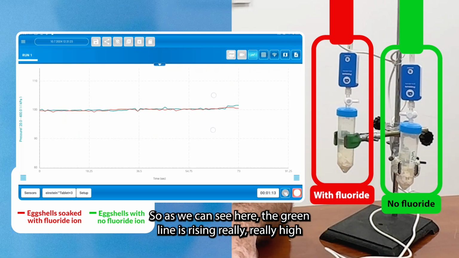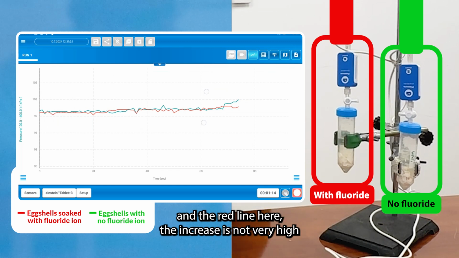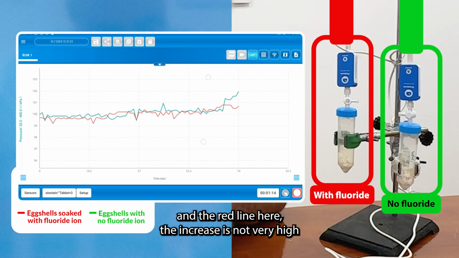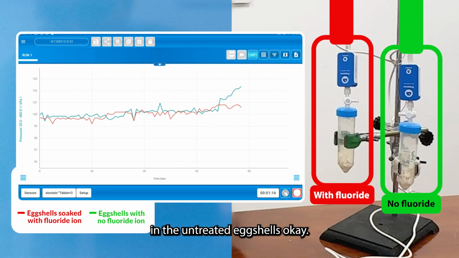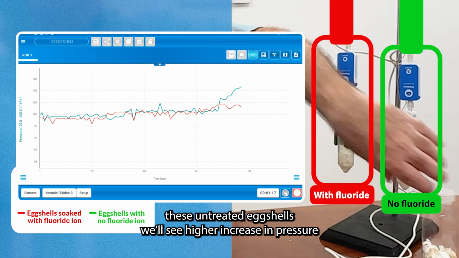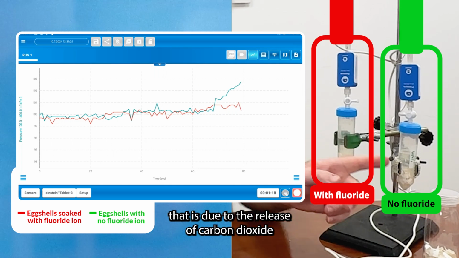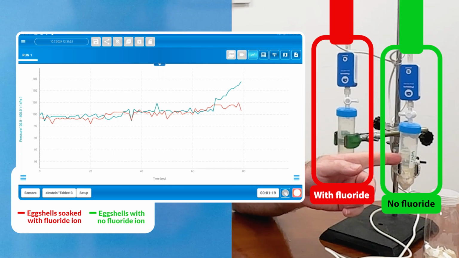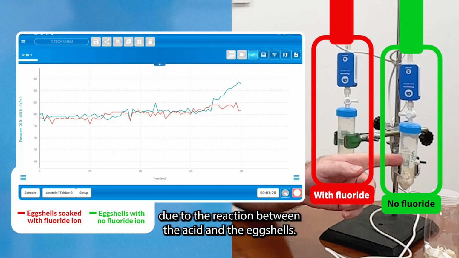So as we can see here, the green line is raising really, really high, and the red line here is not, the increase is not very high. That means that here in the untreated eggshells, we will see a higher increase in pressure. That is due to the release of carbon dioxide, due to the reaction between the acid and the eggshells.